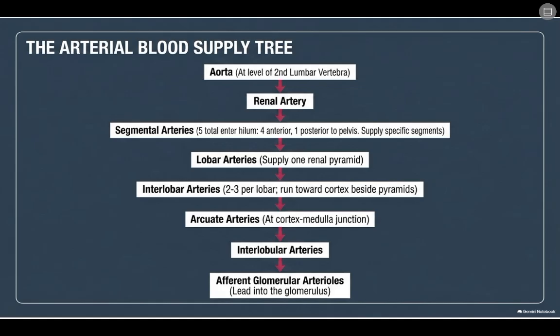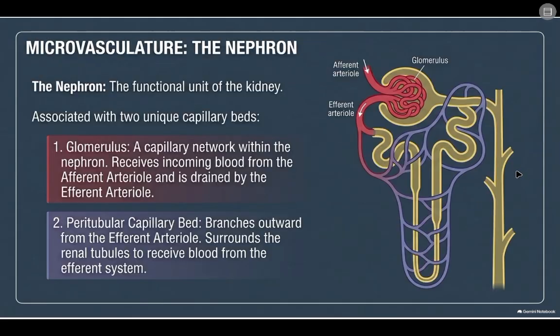So from the afferent glomerular arteries, we now supply the glomerulus, and this glomerulus is like a capillary in the Bowman's capsules, and inside these capsules is the nephron. And what is the nephron? The nephron is the functional unit of the kidney. So let's talk about the nephron.